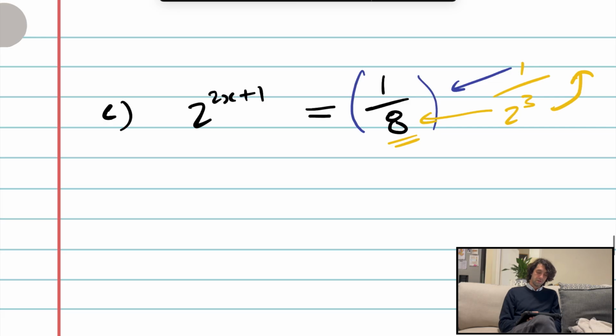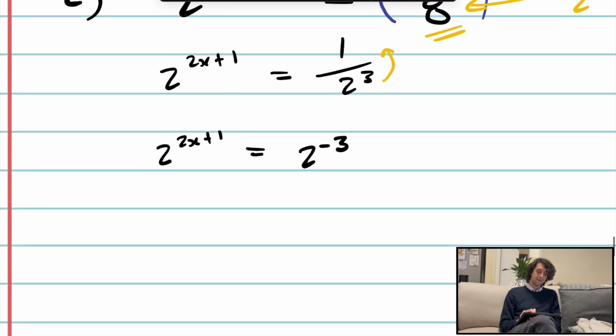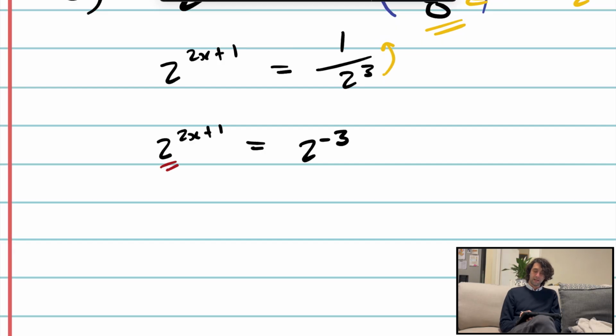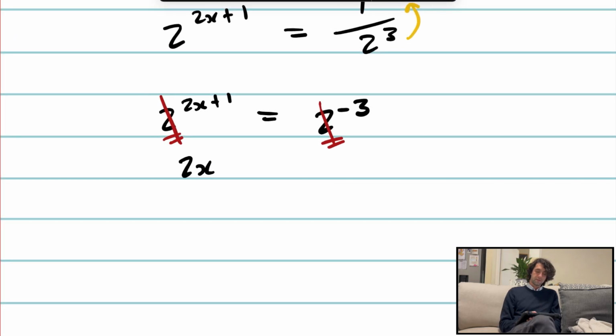So let's do it step by step to show all our working out. This is 1 over 2 to the power of 3. Okay, the next step, I am going to take this up to my numerator by inversing it. This becomes 2 to the power of -3. Now both my bases are 2, so I can drop my bases, and I end up with 2x plus 1 is equal to -3.